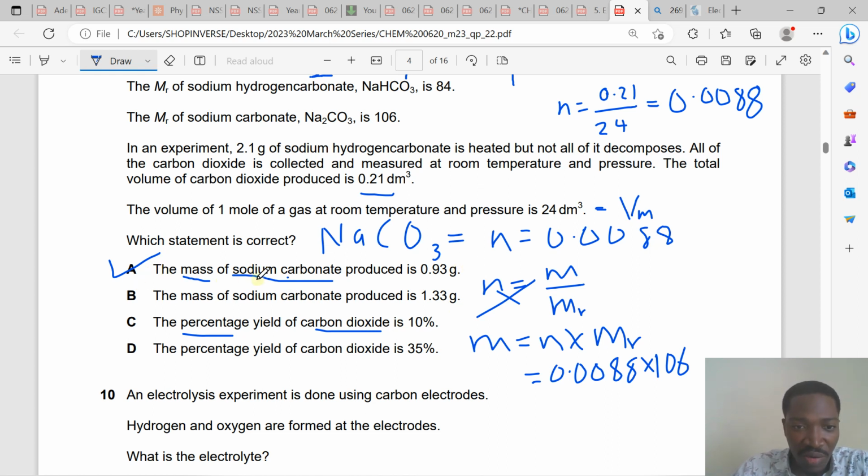Since our answer here is correct, then you don't have to go ahead to calculate the percentage yield of carbon dioxide. That will be a waste of time. Since the first option is giving you the correct answer, then you don't have to try out the other option. We go straight to the next question, question 10.